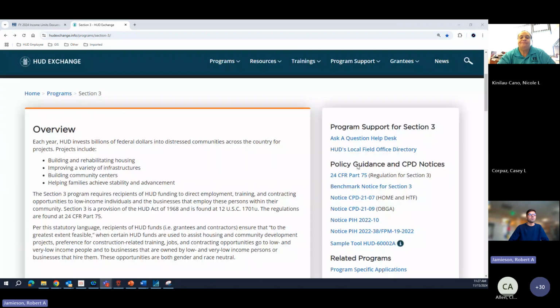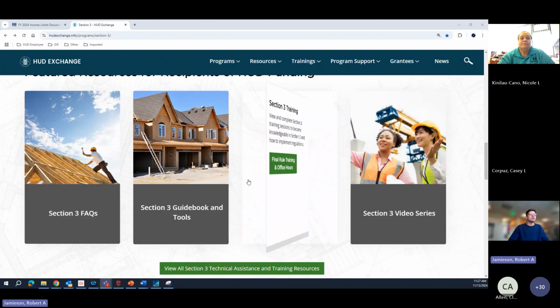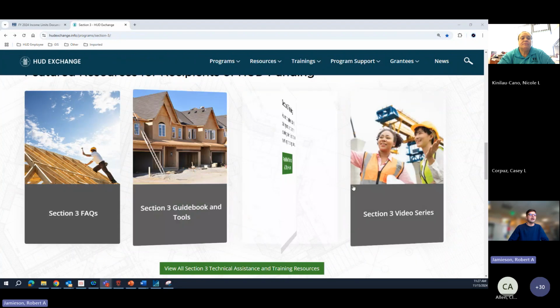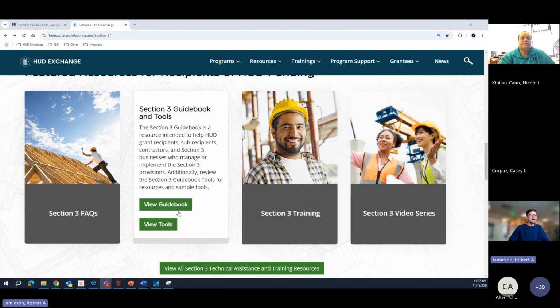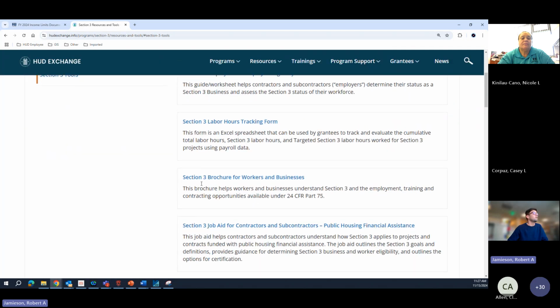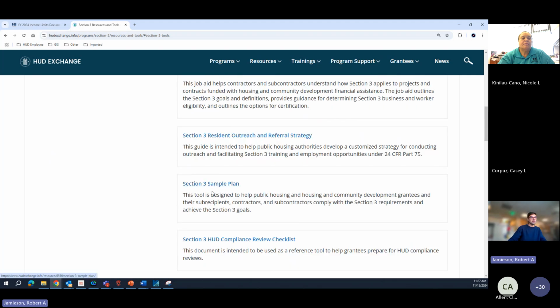So it has any of our program notices here on the side, but one of the better pages that we have is if you go to these panels here, about halfway down, under Section 3 Guidebook and Tools, go to View Tools, and this will also answer a question that was just in the chat. Do you have a sample Section 3 plan? We do here. So here we have a Section 3 sample plan. Again, a tool designed to help grantees, their subrecipients, contractors, and subs comply with Section 3.